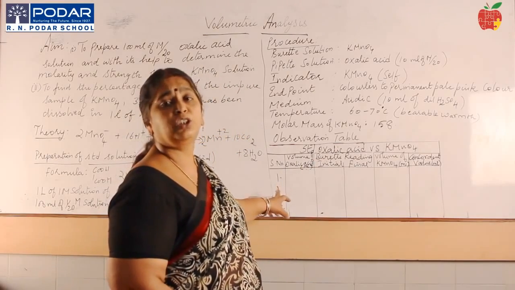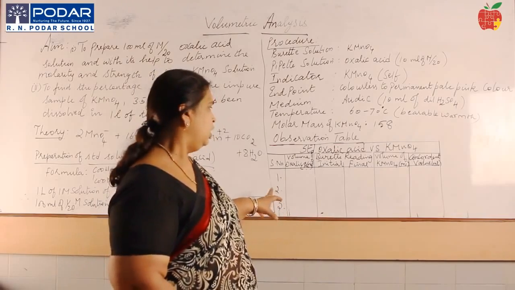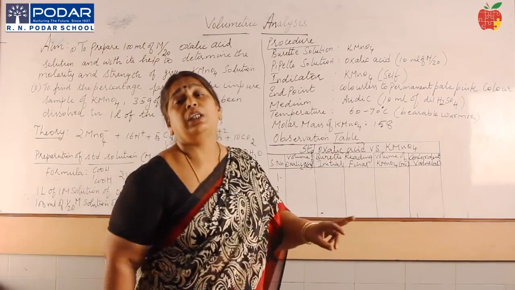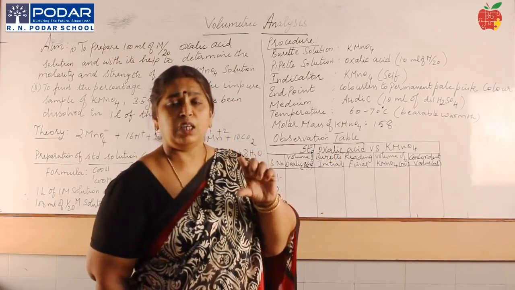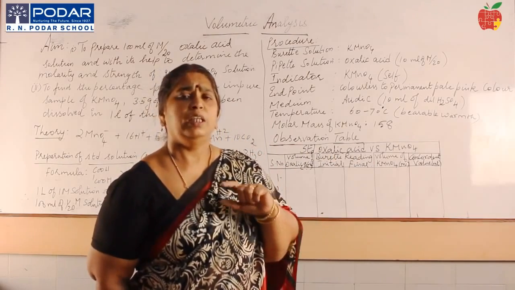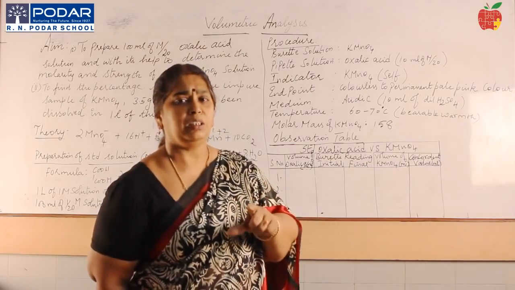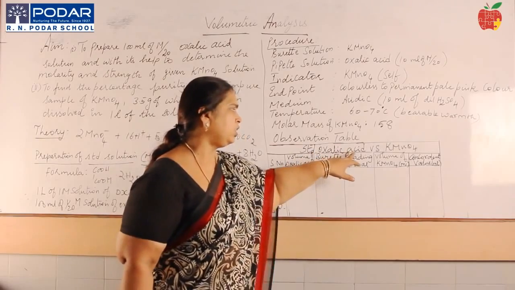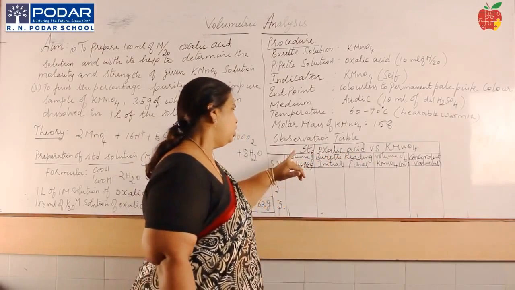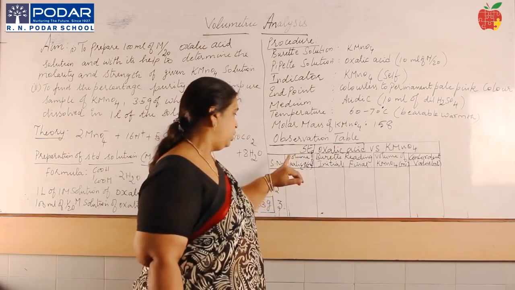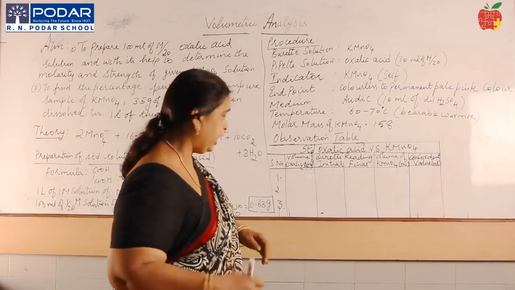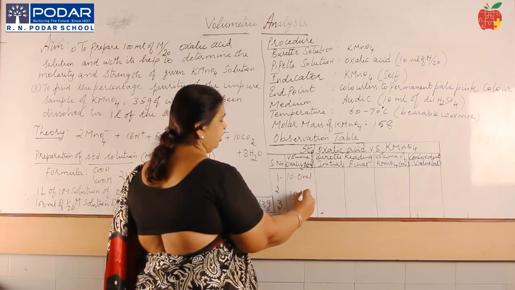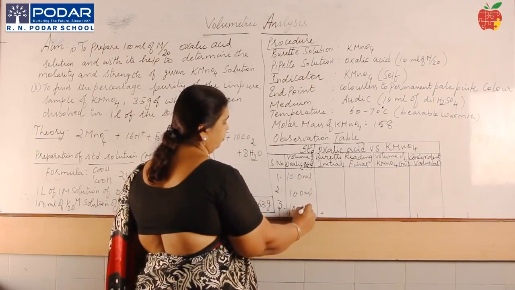What are all the things that should be in the observation table? You have to write what the titration is: standard oxalic acid versus KMnO4. Standard oxalic acid means the oxalic acid whose molarity is known. A standard solution is the one whose molarity is known to us. So it is standard oxalic acid 1/20 molar versus KMnO4. Volume of oxalic acid will be 10 ml, right? We are going to pipette out 10 ml, all the time 10 ml only.